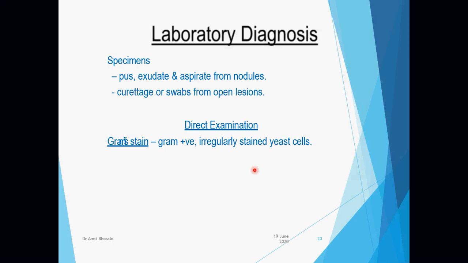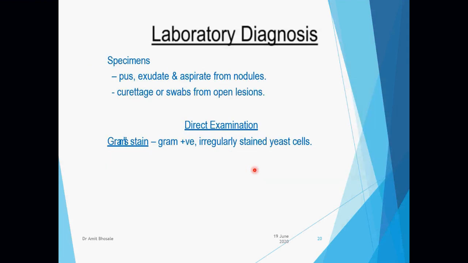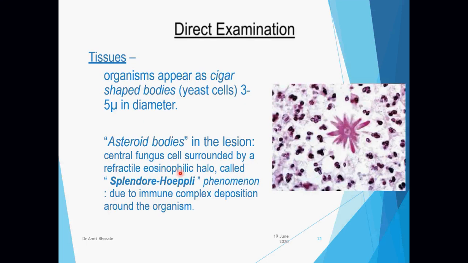Lab diagnosis of sporotrichosis. Specimens collected are pus, exudate, aspirate from the nodules, curettage or swabs from the open lesions. Then direct examination is done after Gram staining of the smear prepared from pus or exudate. We can see Gram-positive, irregularly stained yeast cells in the Gram stain preparation.